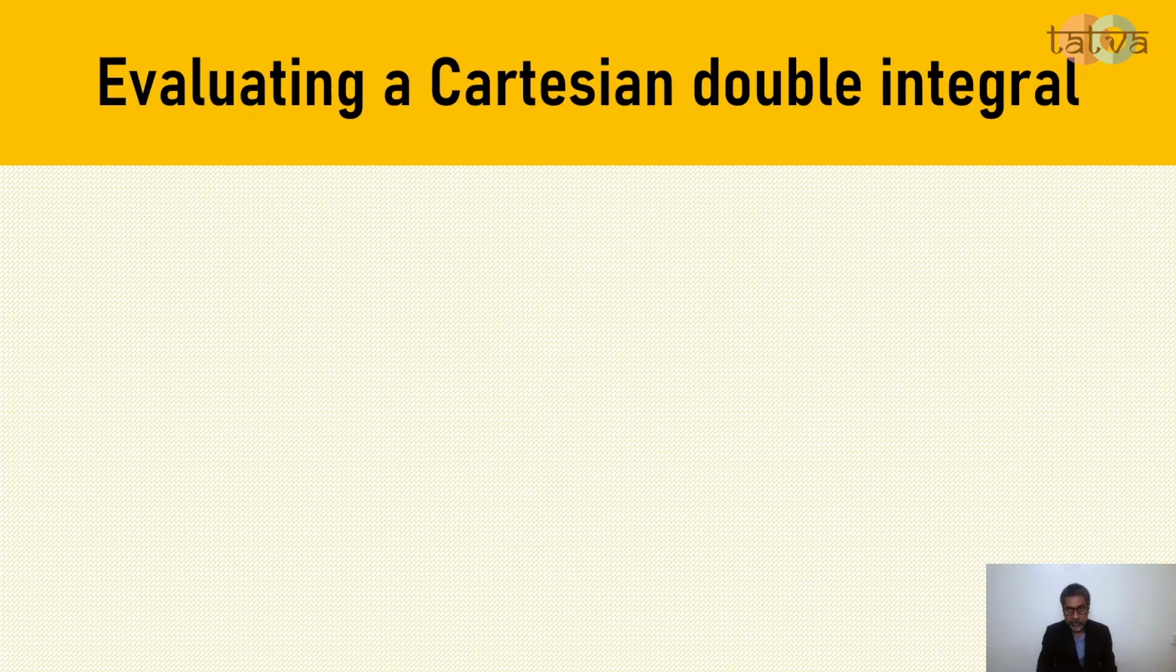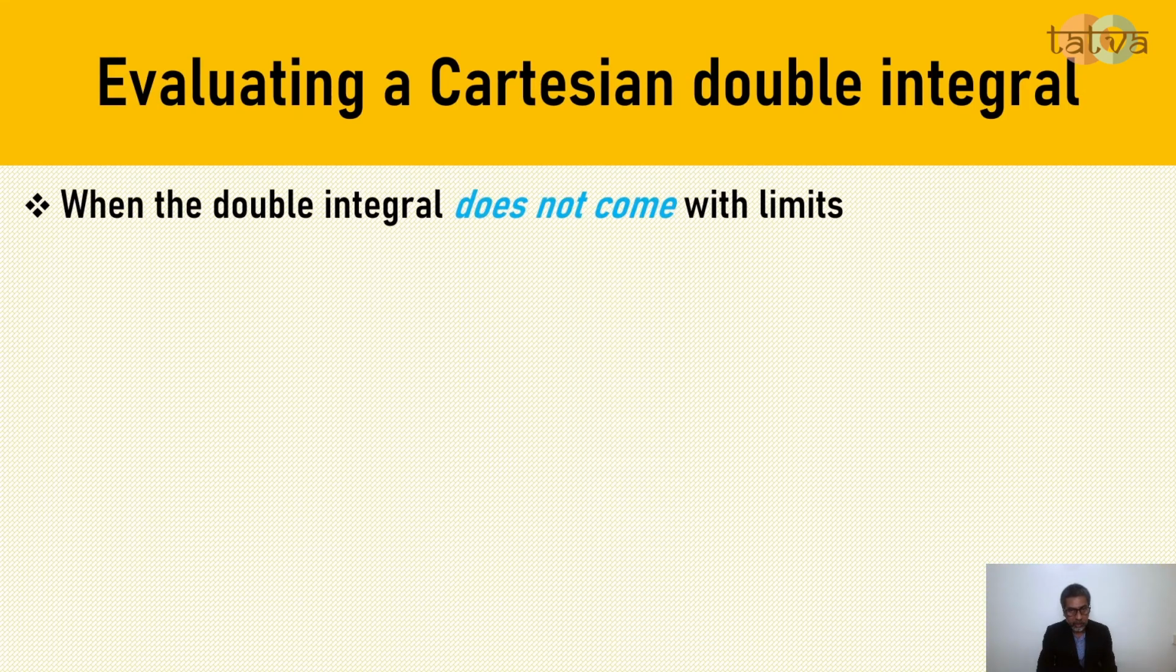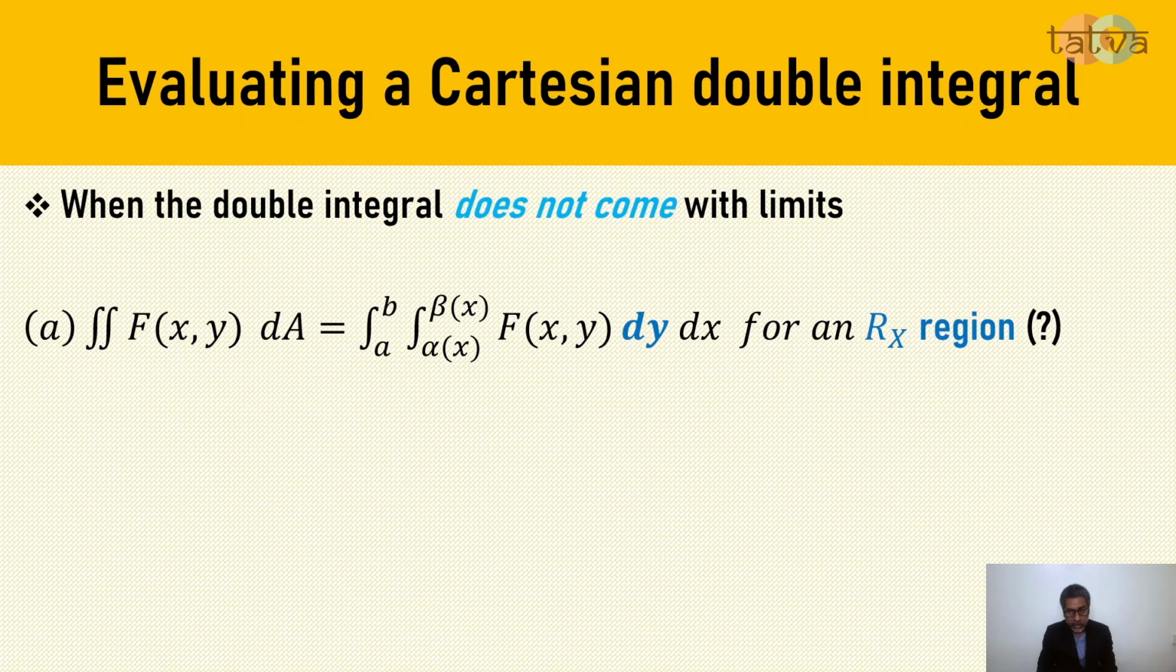Now, how do you evaluate a Cartesian double integral? When the double integral comes with limits, you know what to do. What happens when the double integral does not come with limits? Then you use this particular principle. That means if you are able to recognize the region as an Rx region, now what that Rx region is is unknown to you, I'm going to explain that separately. If your region can be categorized as an Rx region, then the order of integration will be dy dx. That means the y limits will be alpha x to beta x and the x limits will be a to b.